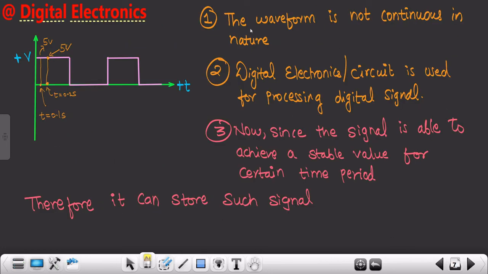And in case of digital, the waveform is not continuous. As you can see, at 0.1 and 0.2 seconds we are getting the same amplitude, and therefore the digital circuit is used for processing of digital signal. Obviously that we'll see in the upcoming courses. And now since that signal is able to achieve a stable value for a certain time period, it can store such signal, right? So this we had seen over here.